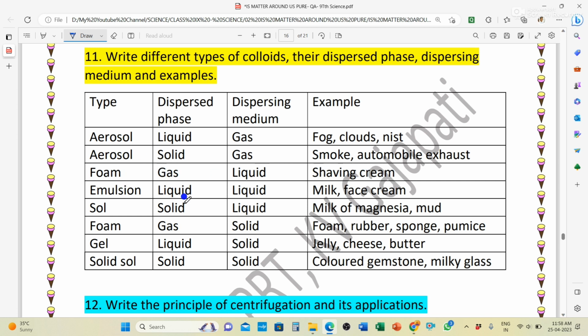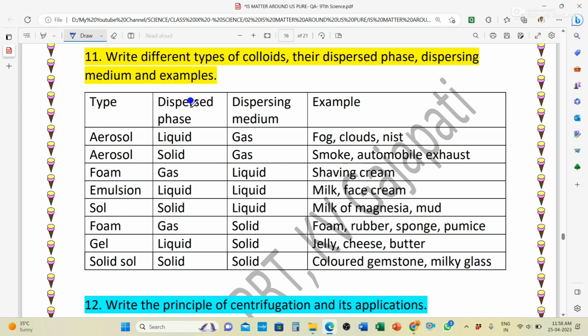Emulsion: dispersed phase is liquid, dispersing medium is also liquid. Examples are milk, face cream. Milk is the best example of an emulsion. Then sol: dispersed phase is solid, dispersing medium is liquid. Examples: milk of magnesia and mud.